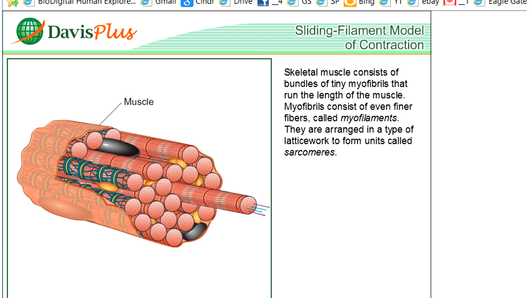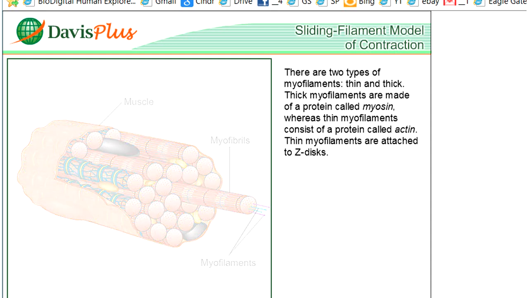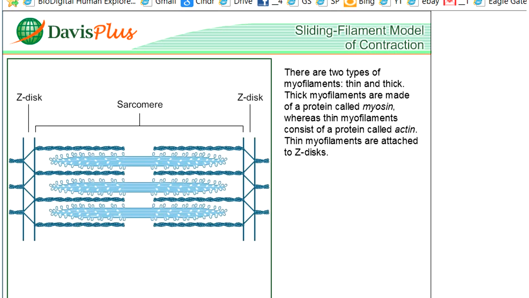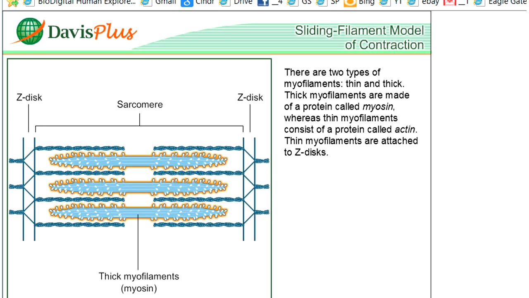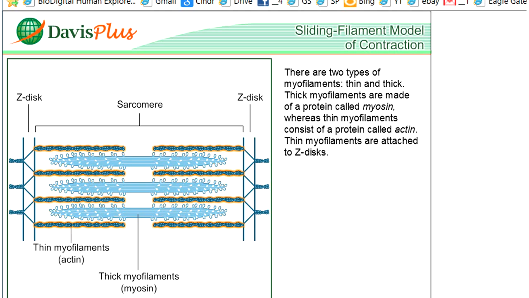Skeletal muscle consists of bundles of tiny myofibrils that run the length of the muscle. Myofibrils consist of even finer fibers called myofilaments. They are arranged in a type of latticework to form units called sarcomeres. There are two types of myofilaments, thin and thick. Thick myofilaments are made of a protein called myosin, whereas thin myofilaments consist of a protein called actin. Thin myofilaments are attached to Z-discs.